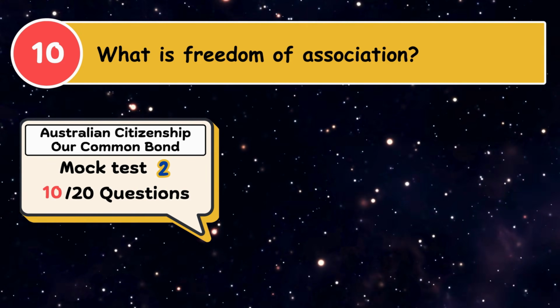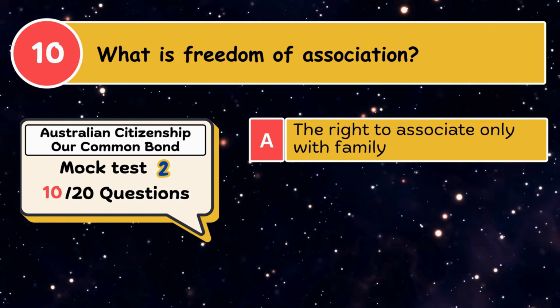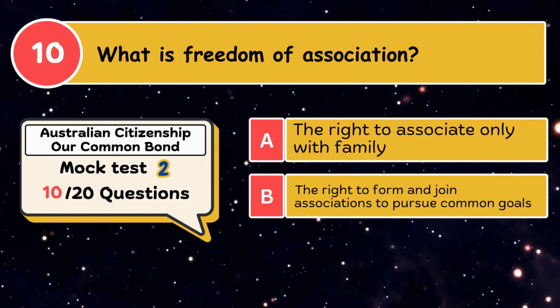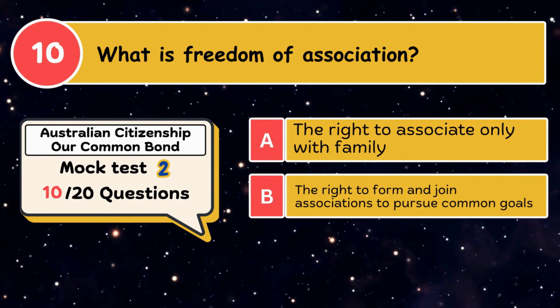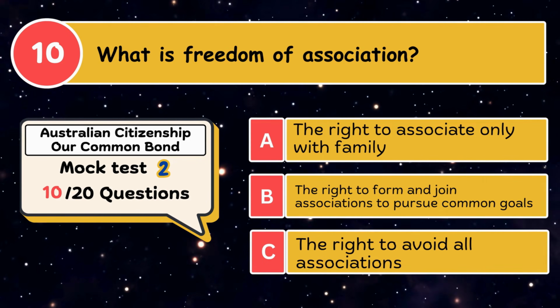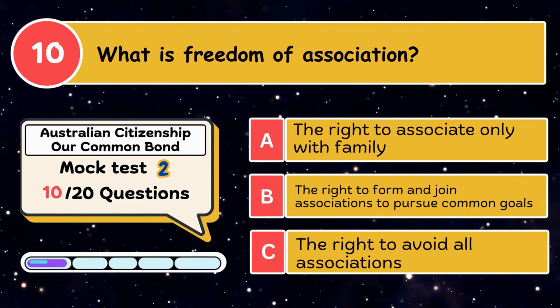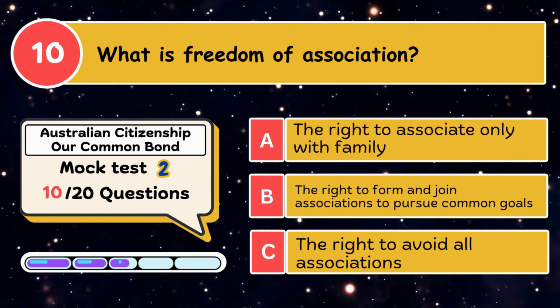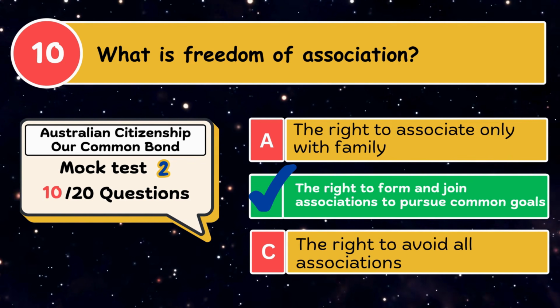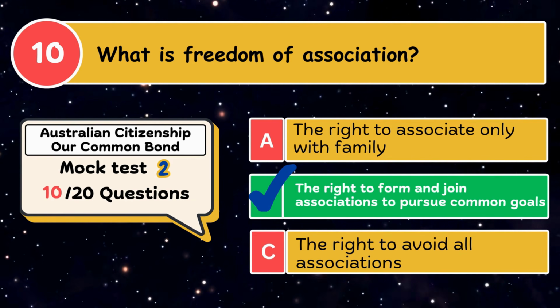What is freedom of association? A. The right to associate only with family. B. The right to form and join associations to pursue common goals. C. The right to avoid all associations. The correct answer is the right to form and join associations to pursue common goals.